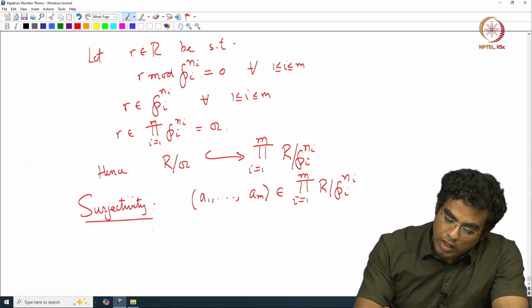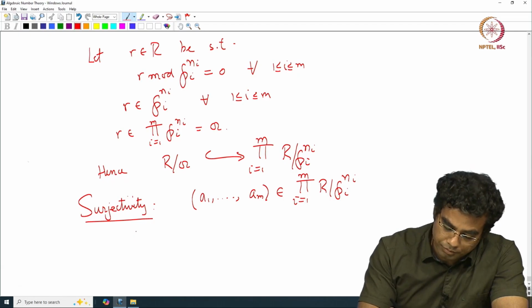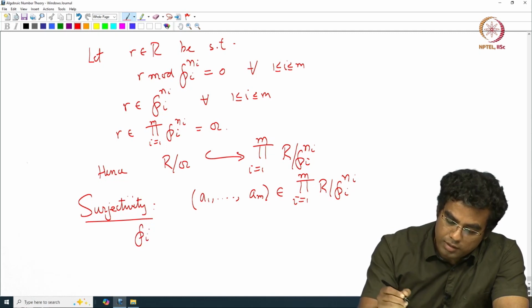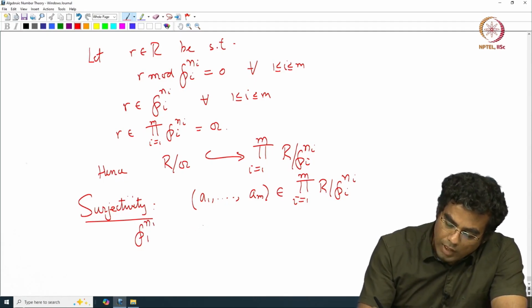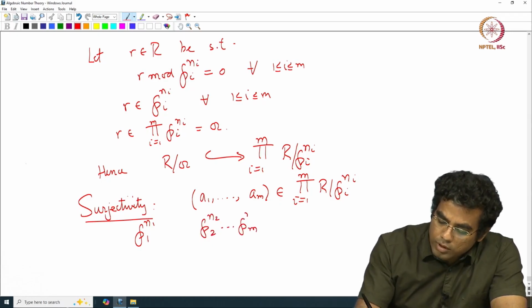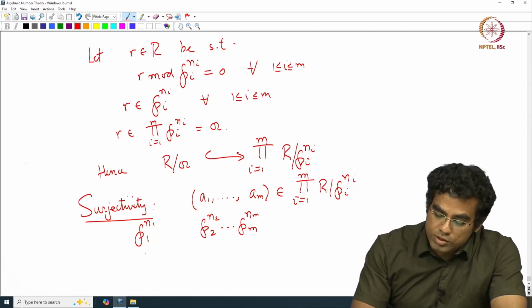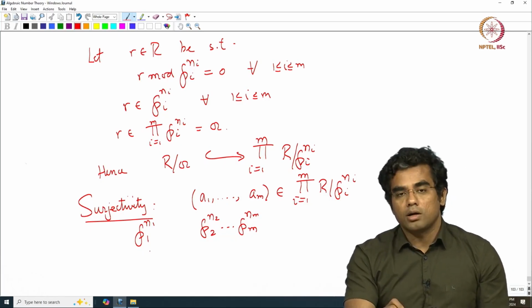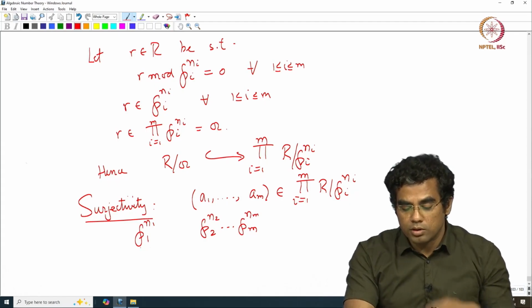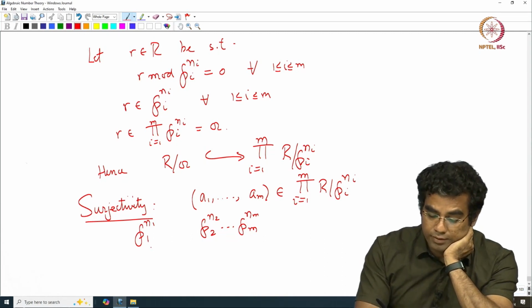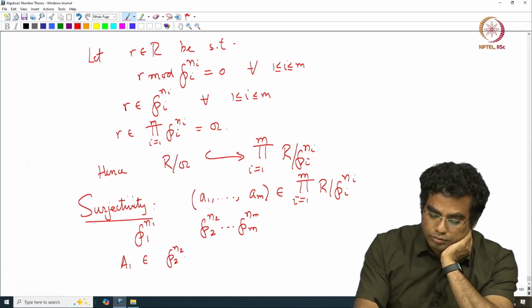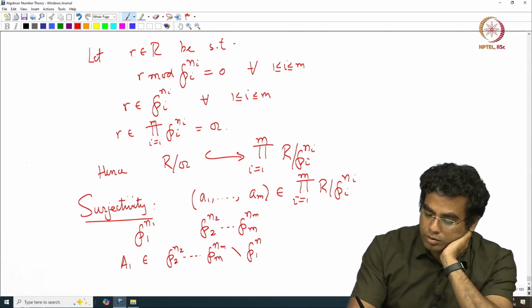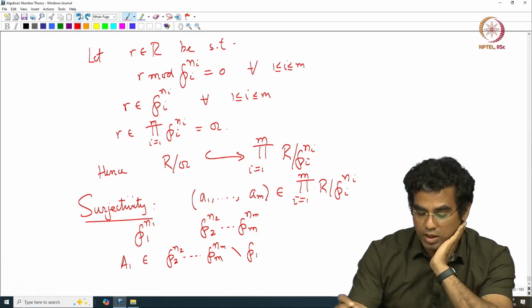All right. So, what do we do? What I do is the following. Rather than doing it generally, let me do it for P1. I consider P1 to the N1, and I consider P2 to the N2 up to Pm to the Nm. Since the Pi are all distinct, the first ideal is not contained in the second, and the second ideal is not contained in the first one. So, I let A1 be in P2 to the N2 up to Pm to the Nm, minus P1. There will always be such a thing.